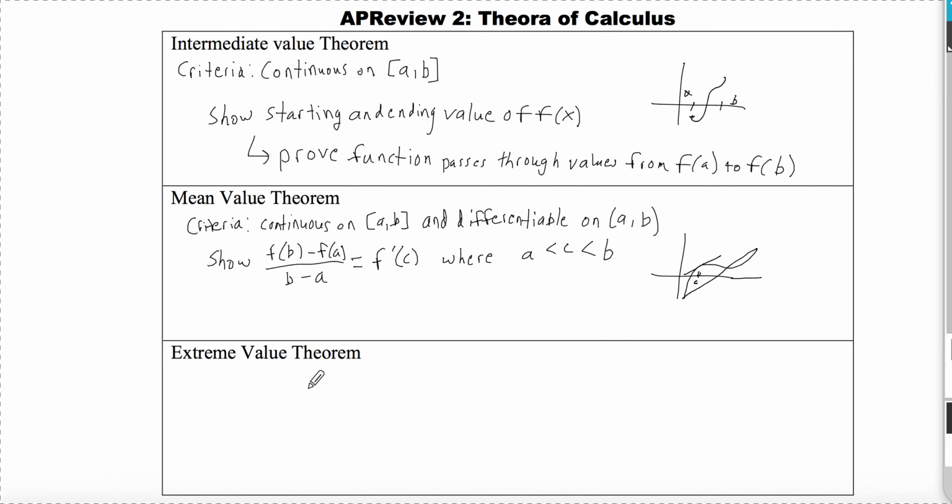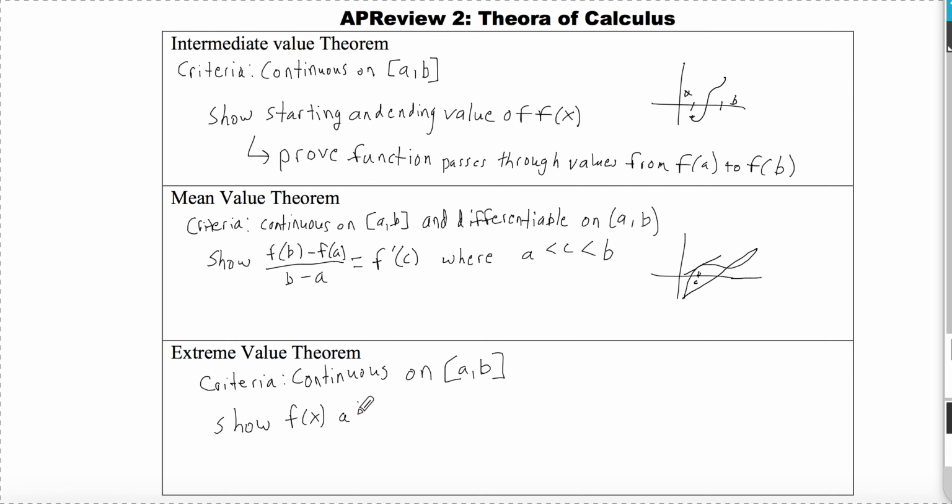For the extreme value theorem, basically what it says is that if we have some continuous function on some closed interval, so it's continuous on some closed interval, then what do we know? We can show that f of x has a maximum and a minimum at least once.